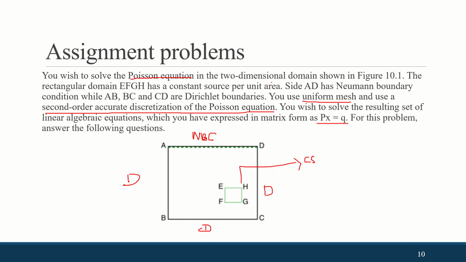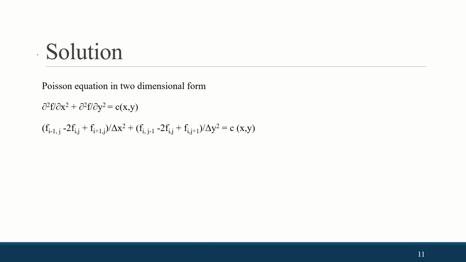So now we will solve this problem. Basically, we are solving the Poisson equation, right? The Poisson equation in 2D form is given by this equation: ∂²f/∂x² plus ∂²f/∂y² is equal to some c(x, y). If it is a Laplace equation, we would be getting a 0. Since it is a Poisson equation, we are getting a c, which is a function of x and y. So we are discretizing using a second order scheme.